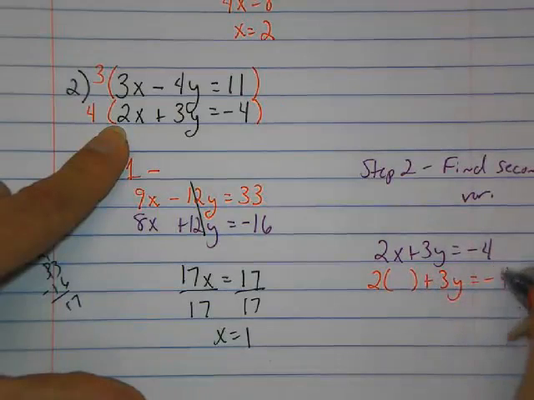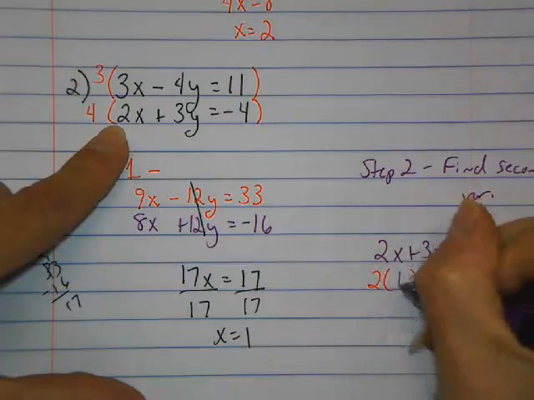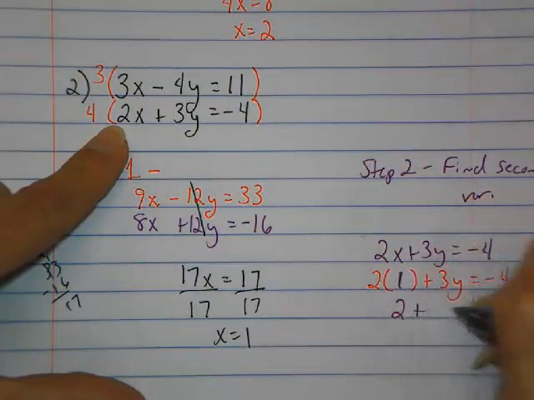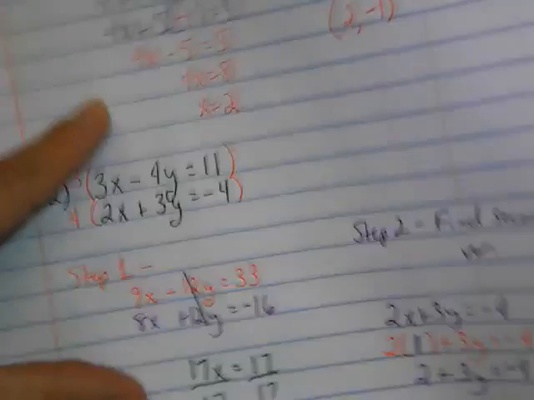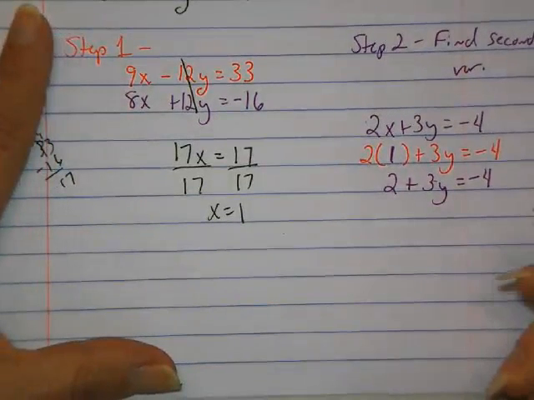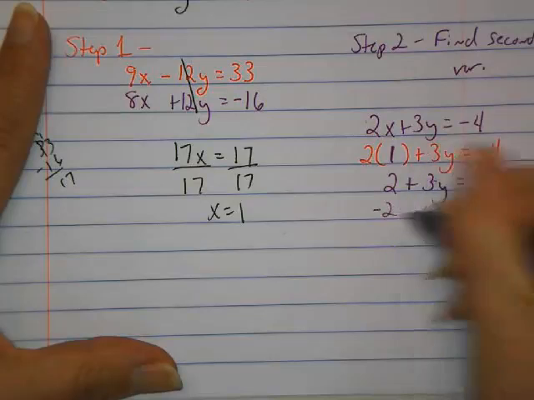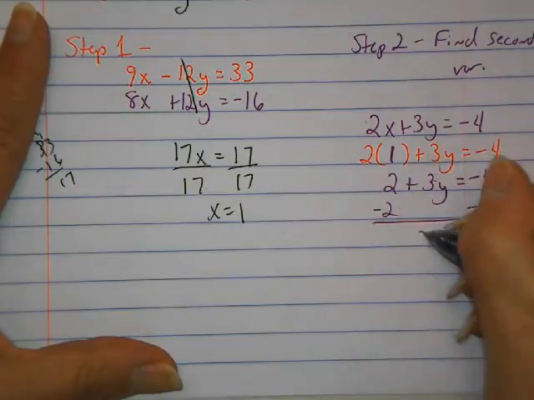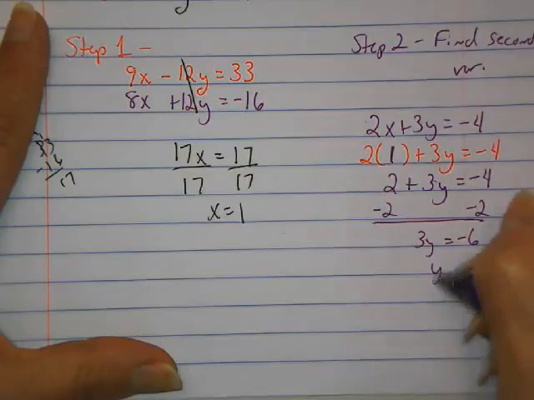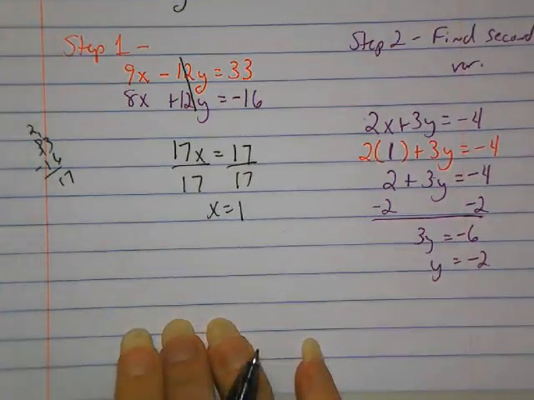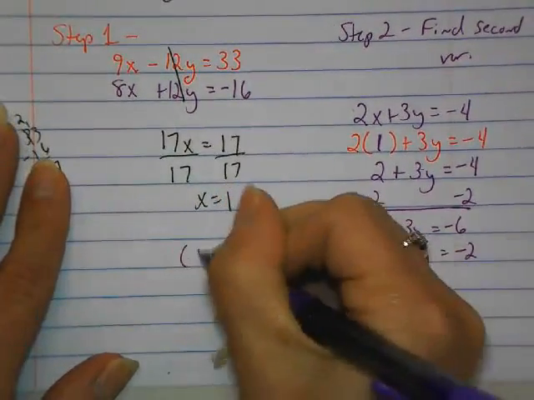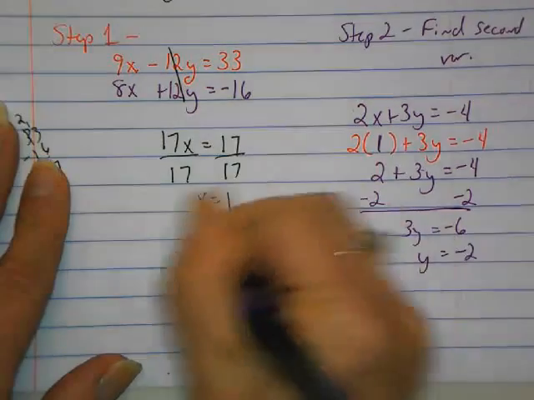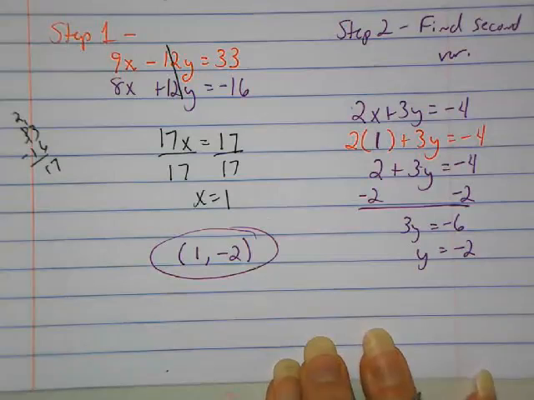And I know that x is 1, so I get 2 plus 3y equals a negative 4, and now you just solve for y. So 3y is equal to negative 6, y is negative 2. Okay, and my final answer I'm going to go ahead and give as an ordered pair, 1, negative 2. Okay?